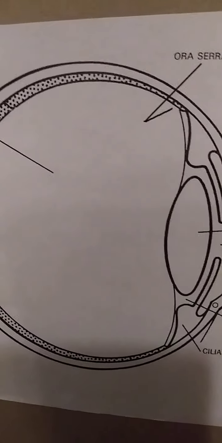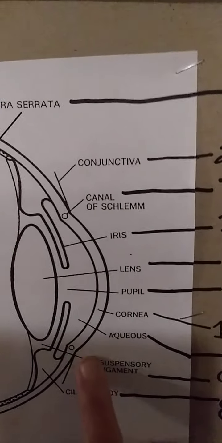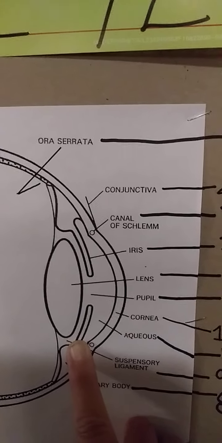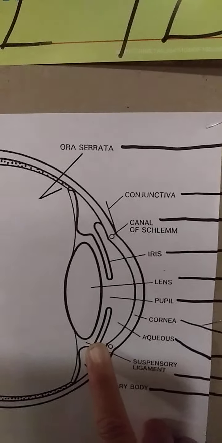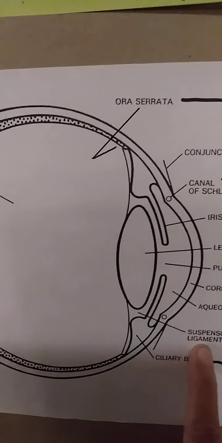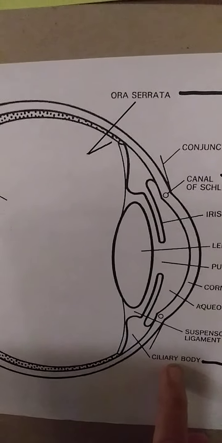And then we have number 9, the suspensory ligaments, and it's right here, the suspensory ligament, and it's long, thin fibers which connect the lens to the ring of the ciliary body down here. This is that ligament, and as you can see, it connects to the ciliary body.